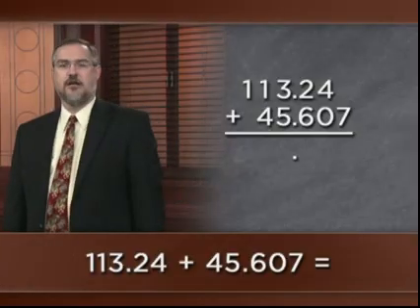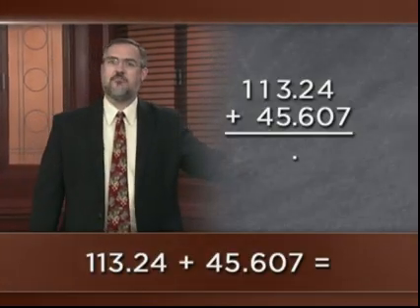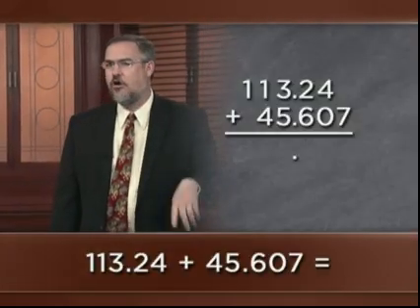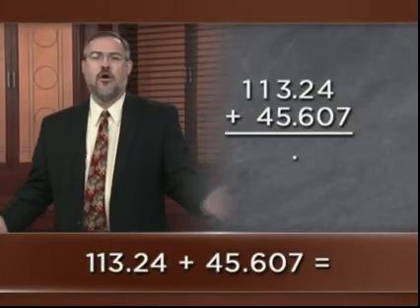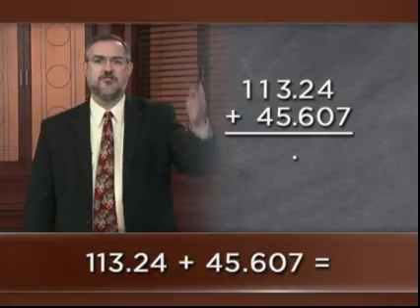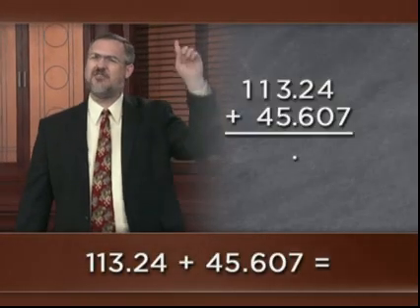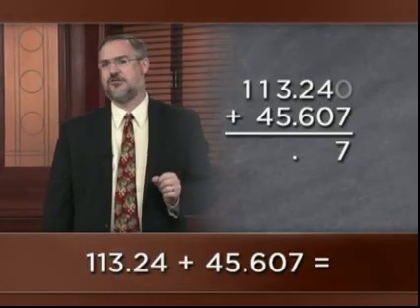Now, once that's done, we start on the right-hand side of the problem and we work our way to the left. So we see that 7 all alone. What are we going to do, because that 7 doesn't have a corresponding digit above it? Well, just think of it as having a 0 above it if you want. And if you were to add that 0 to a 7, you just get 7. So I'm going to write a 7 in my answer section.